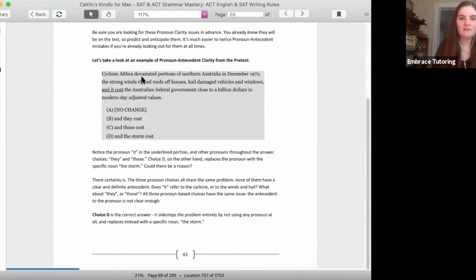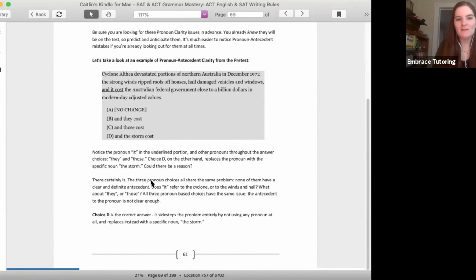"Cyclone Althea devastated portions of northern Australia in December 1971. The strong winds ripped roofs off houses, hail damaged vehicles and windows, and it cost the Australian federal government close to $1 billion in modern day adjusted values." Okay, so these are our choices here. It's either no change, "and they cost," "and those cost," and "and the storm cost."